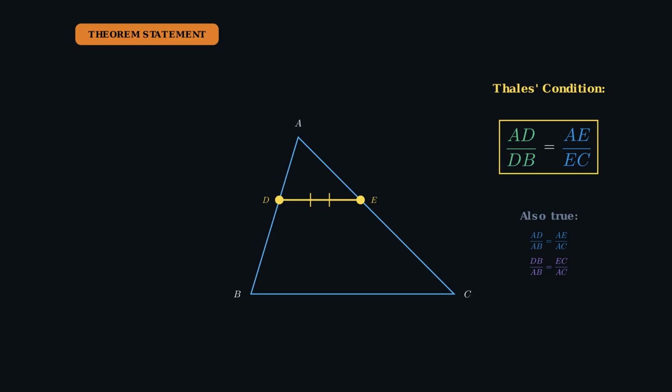We can also express this in two other ways. AD over AB equals AE over AC. And DB over AB equals EC over AC. Let's see this in action.